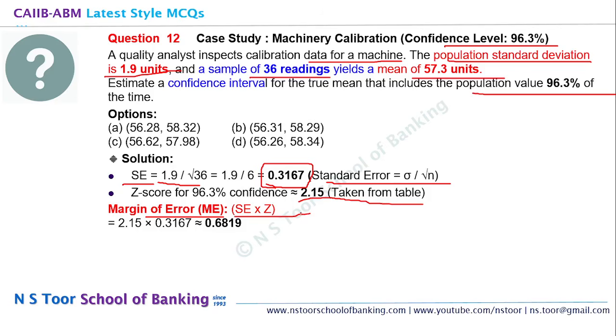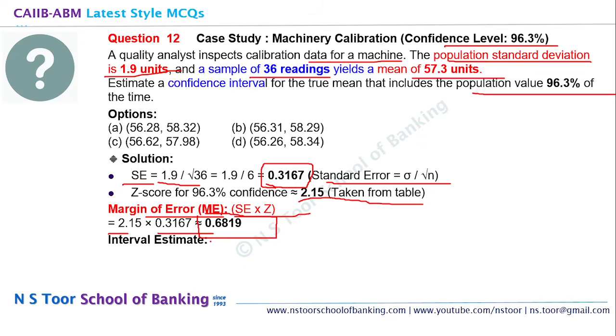So how much is the standard error? Standard error is 0.3167 into Z. What is the value of Z? The value of Z is 2.15. It is given in the problem itself. So 2.15 into 0.3167, so my margin of error will be 0.6819. So we got the margin of error also.